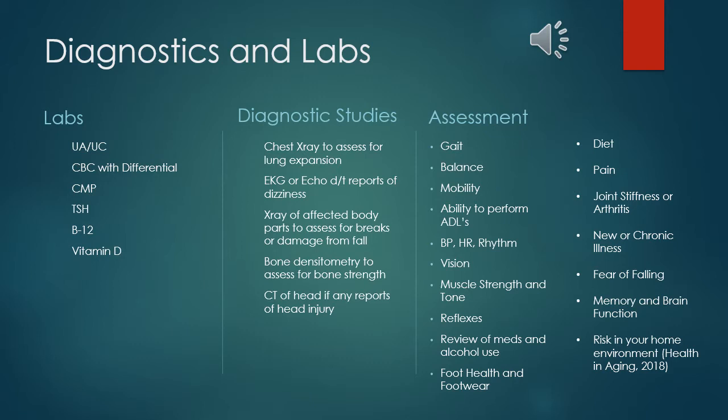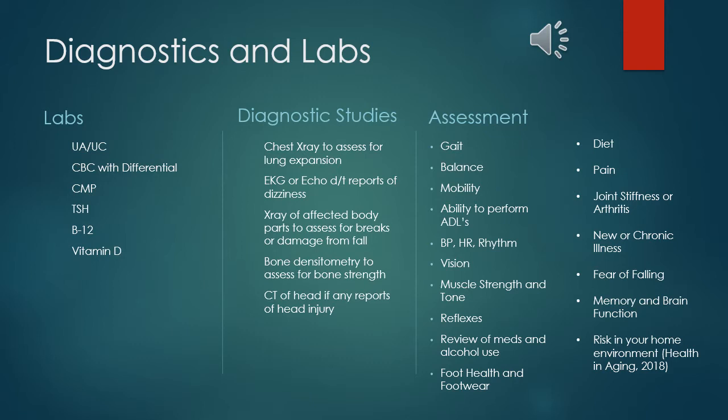Diagnostics and labs. Labs include a urinalysis and a urine culture, a CBC with differential, CMP, TSH, B12, and vitamin D. Diagnostic studies include a chest X-ray to assess for lung expansion, EKG or echo due to reports of dizziness, X-ray of affected body parts to assess for breaks or damage from fall, bone densitometry to assess for bone strength, CT of head if any reports of a head injury.